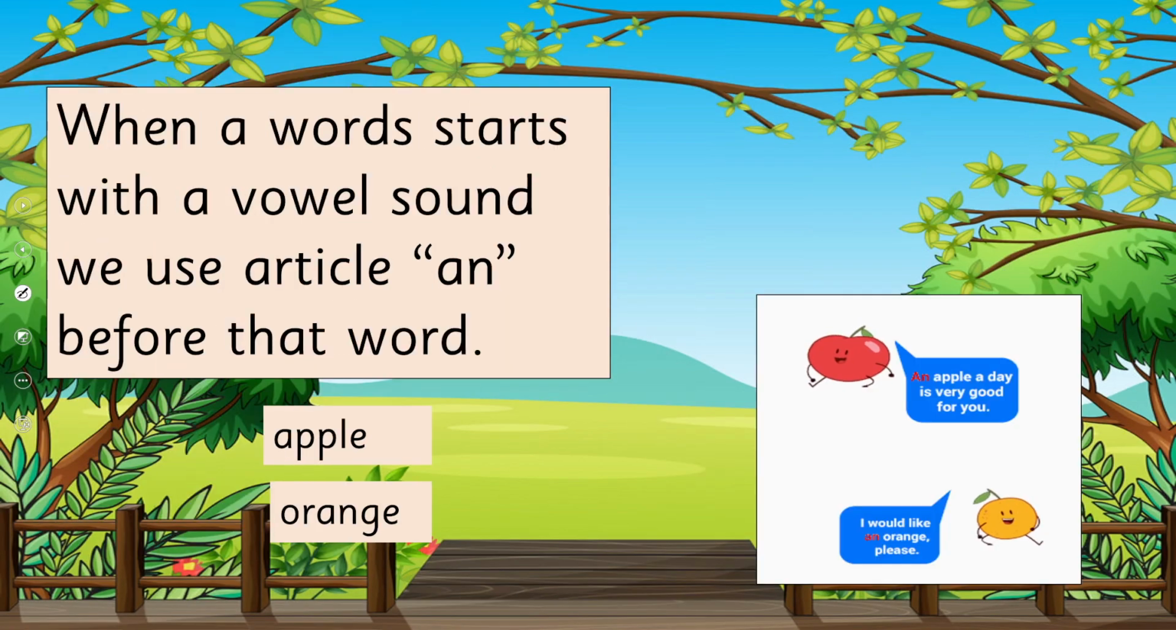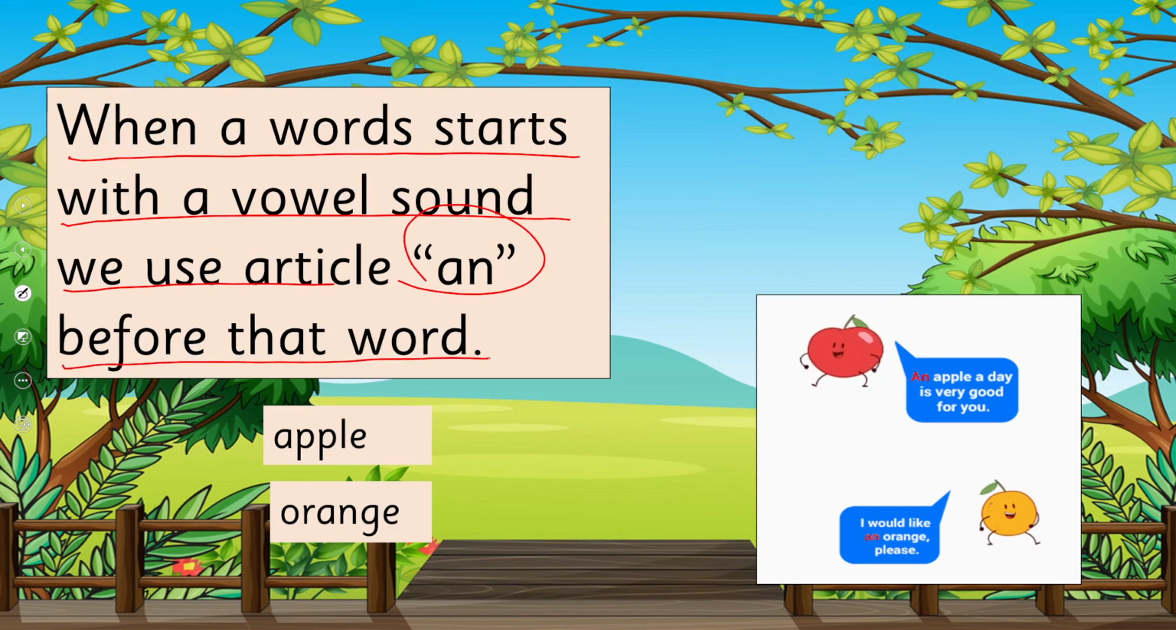Okay, let's see it again. When a word starts with a vowel sound, we use the article an before that word. Once again, if it's apple, because it starts with a vowel sound, we'll say an apple. Orange, it starts with a vowel sound, so we'll say an orange. Okay?